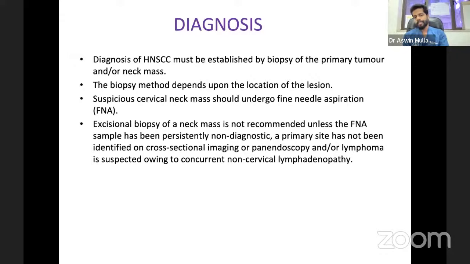Most of the times, as I told, if a patient presents with an upper level 1 to 2 nodal mass with no well-known clinical primary, we'll be going for a pan endoscopy. In that case, somewhere we will be finding a lesion. We can directly go for endoscopic biopsy in that scenario.